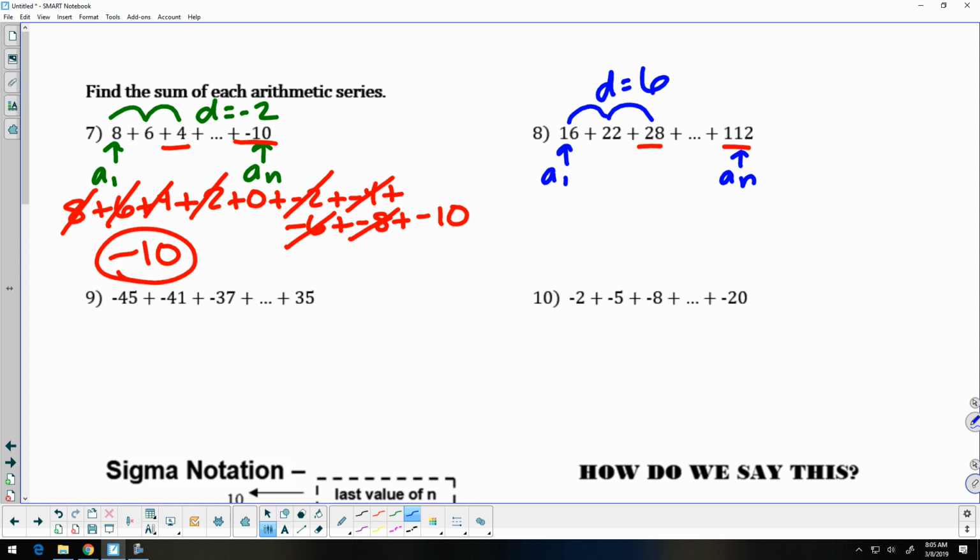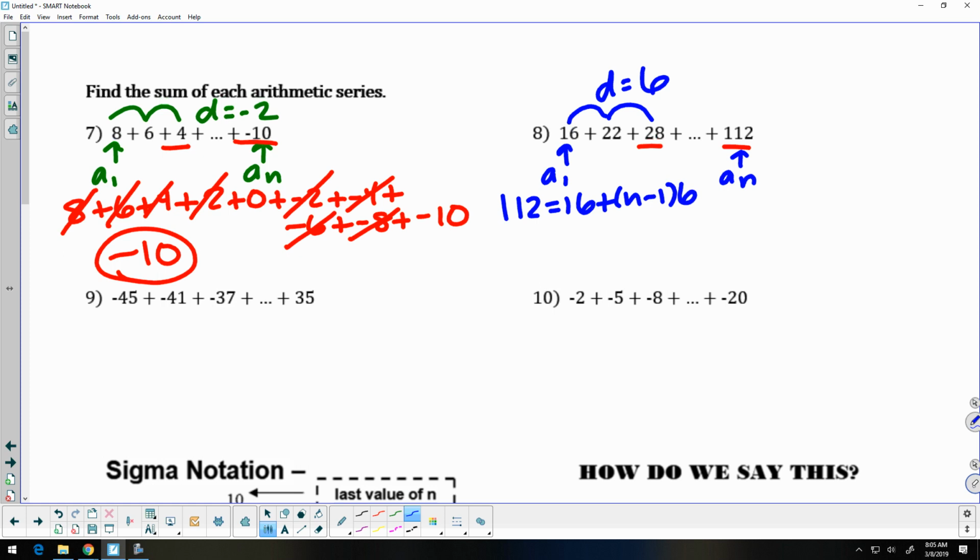Again, we see 4 of them, but all those missing terms have to also be accounted for. So what I'm going to do is plug this all into the old formula and figure out what n is. So 112 equals 16 plus n minus 1 times d.